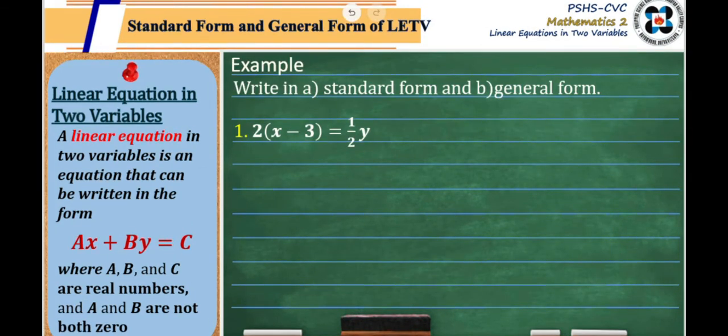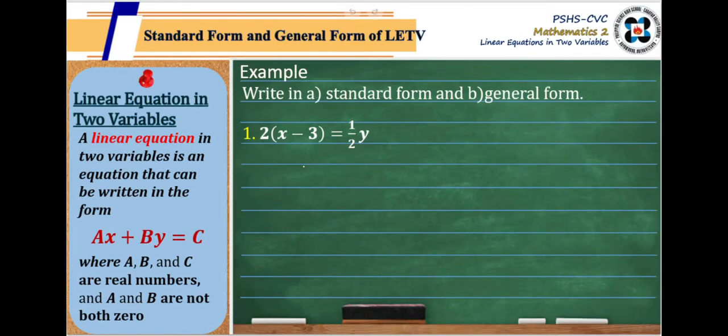Now, let us try writing equations in standard and in general form. So for our first example, let's write 2 times the quantity x minus 3 equals 1 half y in standard form and general form. So for our solution, we copy 2 times the quantity x minus 3 equals 1 half y.